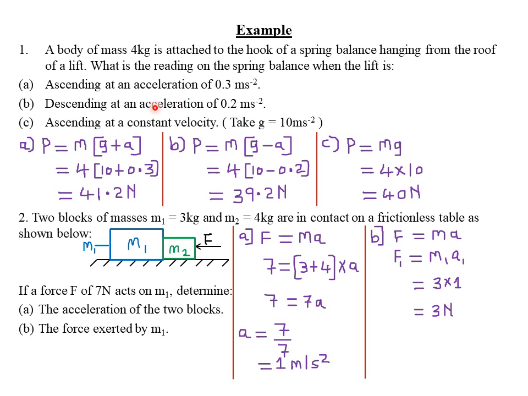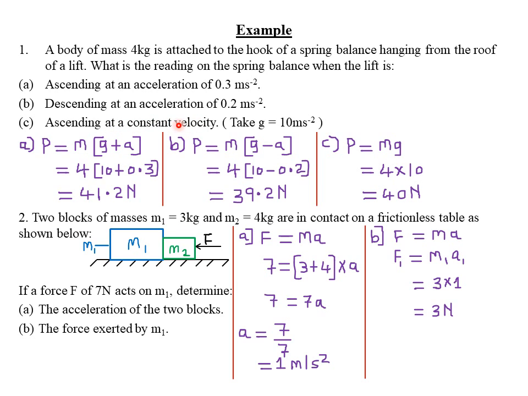Remember, descending means it is moving downward. So when the lift is moving downward, the formula that we use is P = m(g - a). So you just take g minus a. The mass of the body is the same, 4 kg, gravity is 10, and acceleration is given as 0.2. So 10 minus 0.2 gives 9.8, then 4 multiplied by 9.8 gives you 39.2 Newton.